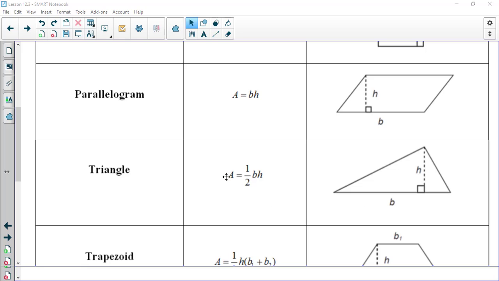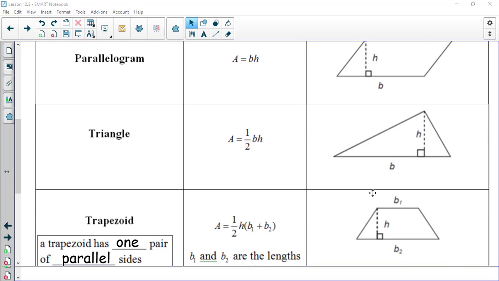For a triangle, it's half times base times height. You can also do base times height divided by 2 or times 0.5. That also works. But again, your base and height are always going to intersect at a 90-degree angle.